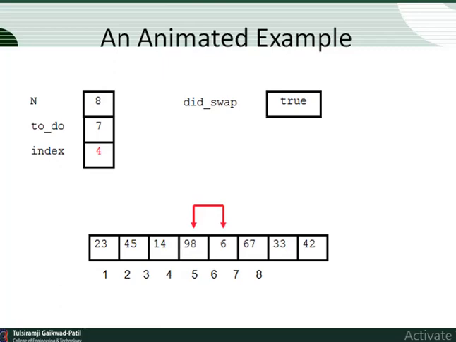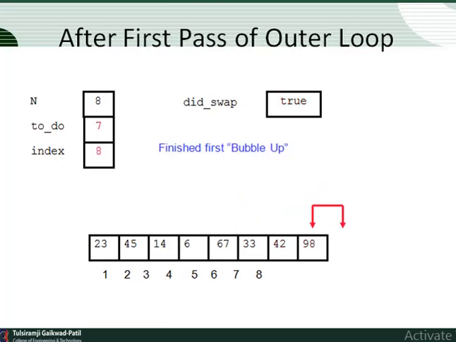98 is compared with 6, swap. 98 is compared with 67, swap. 98 is compared with 33, then again swap. 98 is compared with 42, we need to swap again. At the end we may find that 98 is at its appropriate position.